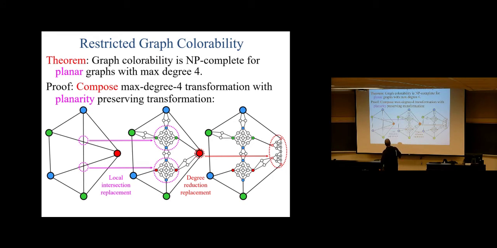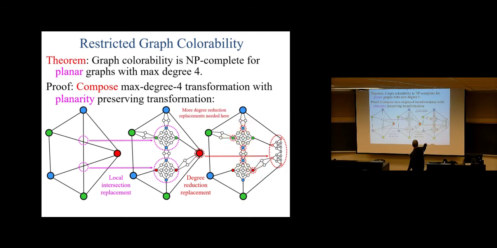Could you have done it the other way around? I'll let you think about that. Did I first replace the max degree 4 gadget and then worry about edges crossing? I mean, say, I could compose them the other way too. I say, you might run into some issues. What issue might you run into? The change graph that you put on the intersection. Yeah, once you do this, it may ruin the planarity. So you have to be careful. You can't just compose things any old which way. You have to be a little careful. Okay, but we'll leave it at that.